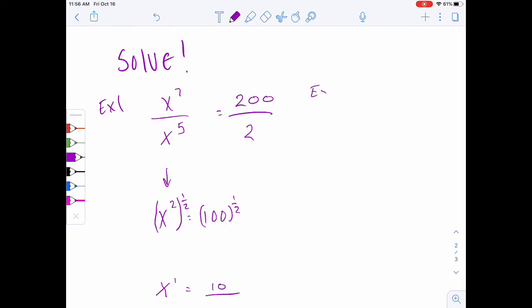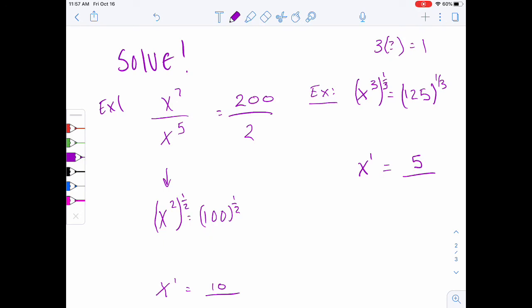We could try that again with maybe a simpler problem. What if I had x to the 3rd equals 125? And I want to know, what is x to the 1st equal? I need to think about 3 times what number equals 1? Well, that should be 1/3. If I remember my exponent rules, power raised to a power is multiplication. So I'm raising both sides to the 1/3 power, and I'll get x to the first equals 5.